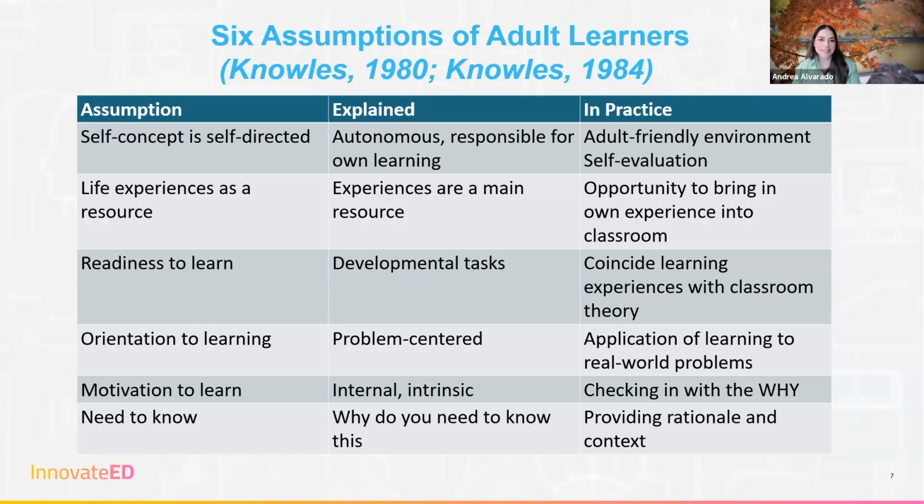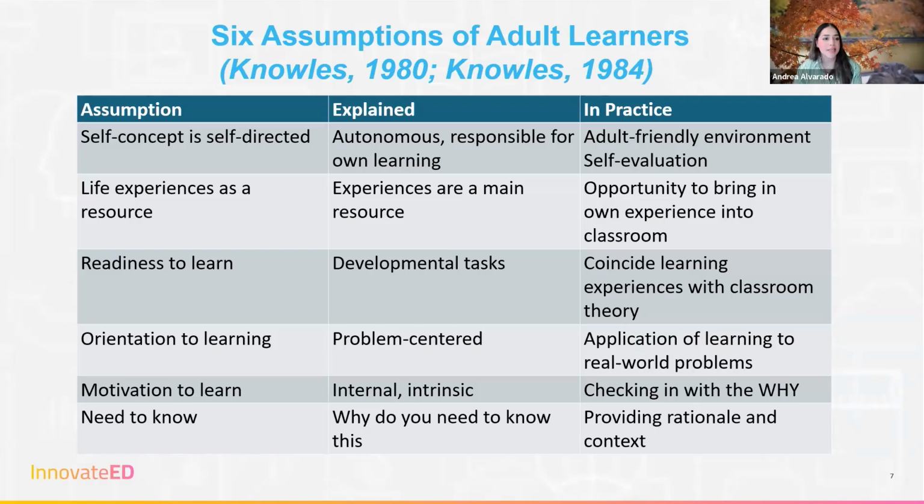All right, so Malcolm's 6 assumptions of adult learning. The first assumption is that self-concept is self-directed. This is the idea that we are autonomous as adults. Adult learners, we are responsible for our own learning, right? We are moving away from being dependent on the teacher and relying more on ourselves. A few ways you can incorporate this into your own classroom is creating an adult-friendly environment, and also offering opportunities for self-evaluation, because again, we know how we learn, and we know what we need to continue to improve. And so that's that assumption.